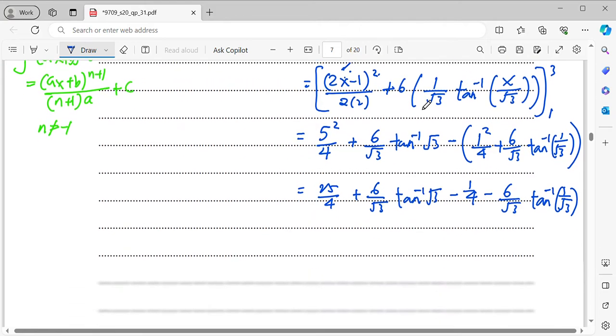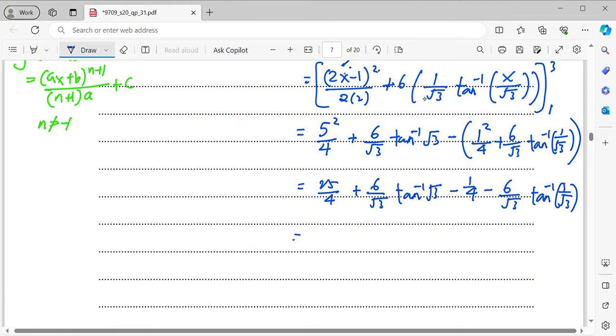Now, when you calculate the value, when you simplify, 25 over 4 minus 1 over 4 is 24 over 4, which is 6. Then the second term, 6 over square root 3 inverse tangent square root 3 is basically pi over 3. Okay, then minus the same term. Inverse tangent 1 over square root 3 is pi over 6. Then now I will just simplify 6 plus.